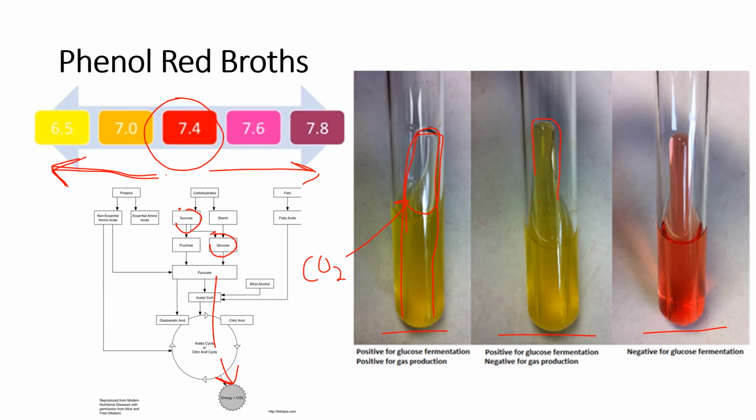For this lab, you will be testing glucose with Durham tubes, then lactose, sucrose, and mannitol. And they all respond the same way. If the media turns yellow, it is a positive. If it remains red, it is negative for being able to utilize that sugar.